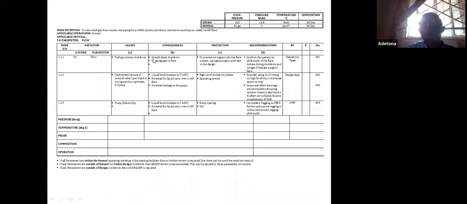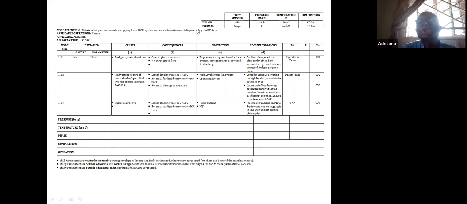Now, this is a typical worksheet that we talk about. And then you can see we start with the guide word, no, and then we look at the parameter, flow. This is the deviation, no flow. What will cause no flow? One of the things is fuel gas system shutdown. Okay, if it's shut down, what are the consequences? You have overall plant shutdown. You have no purge gas to flare.